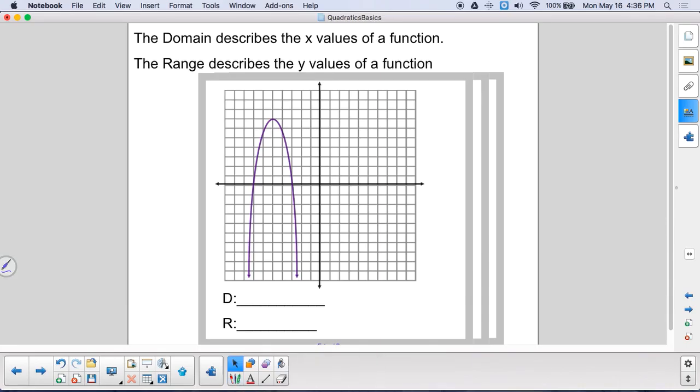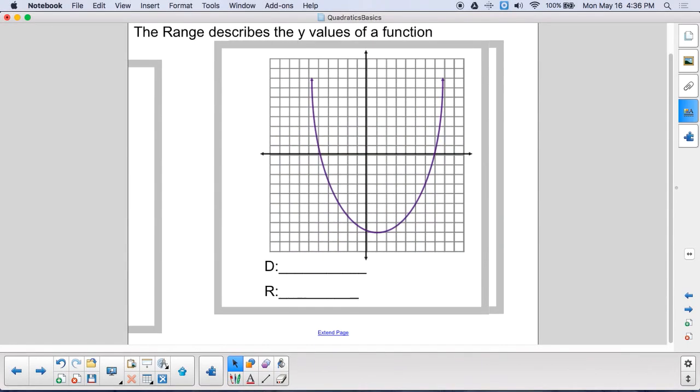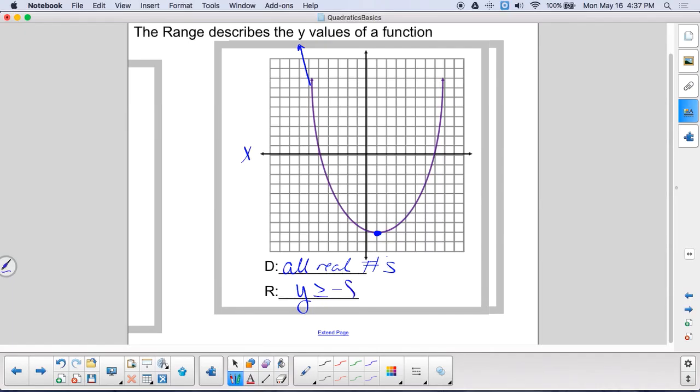Next one. Again, my domain, the x's are covered pretty much all the way through. This is going to keep going up and spreading out. The domain is all real numbers. And then your range, what kind of y values do you get out? Well, look at your vertex. This is the low point in this case. So I get values that are -8 and bigger. So all my y values, my outputs, are going to be greater than or equal to -8.